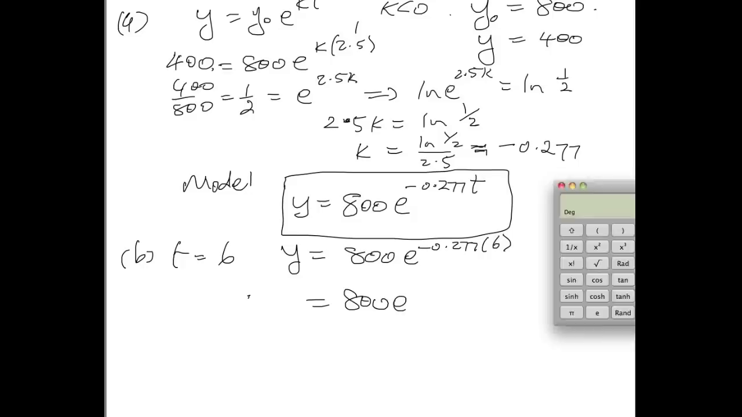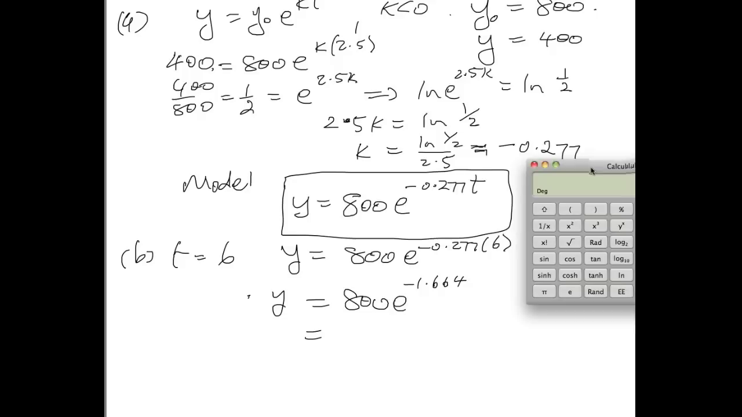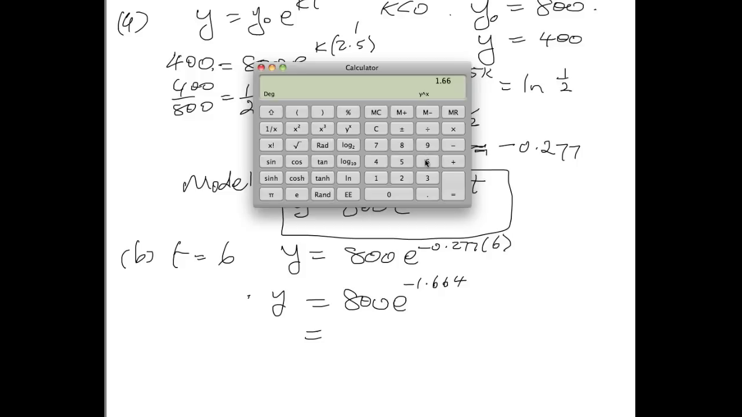Okay. All right, so this is what y is. So now, of course, we're going to need to do that. So let's get our e, and we're going to raise it to negative 1.664. So we end up with this. And now times it by 800 equals this. So we're now going to have 150.1, and let's round it off to 152 grams.